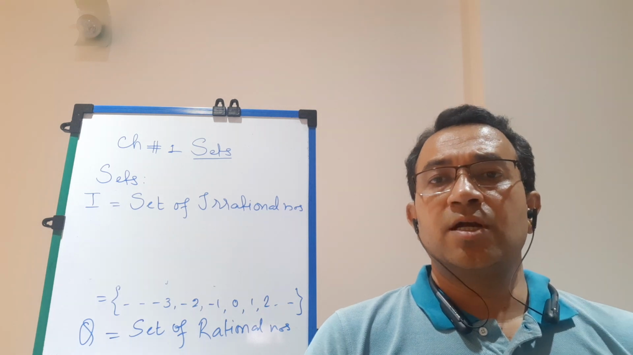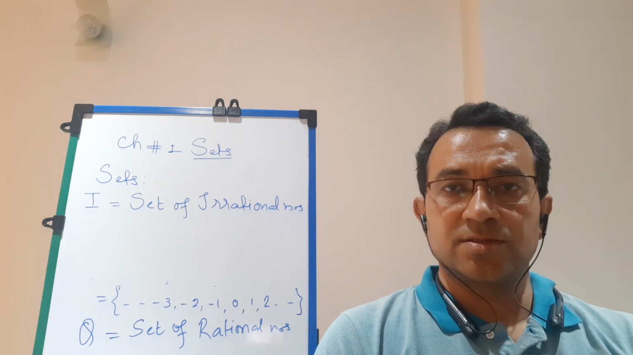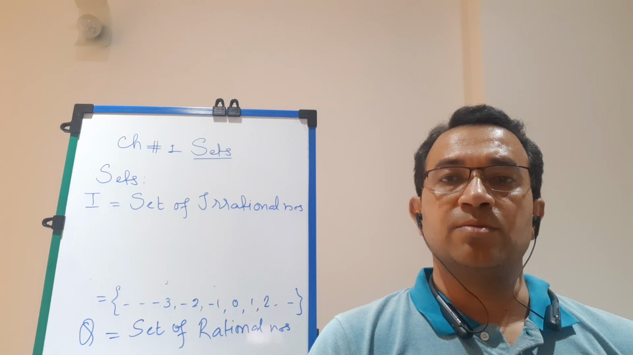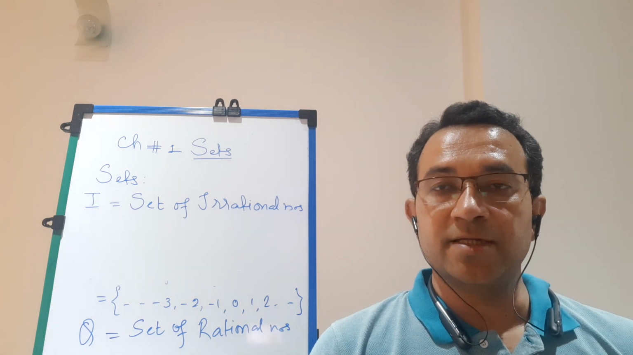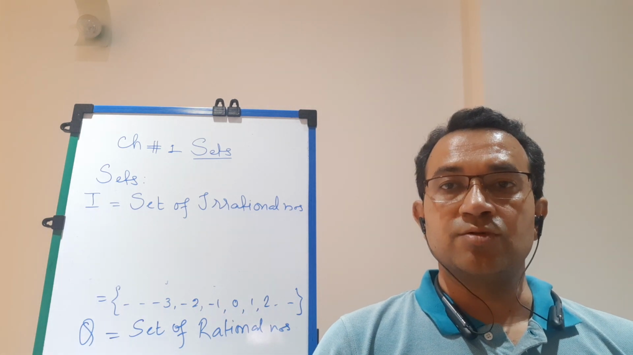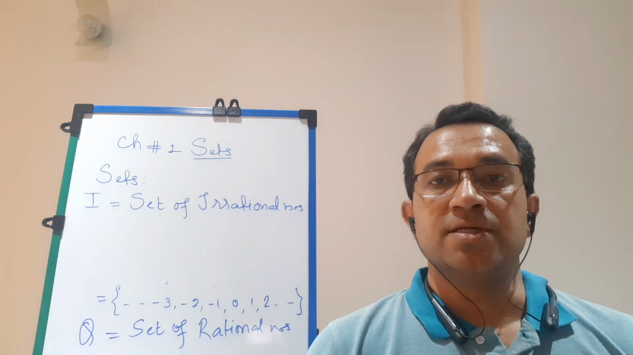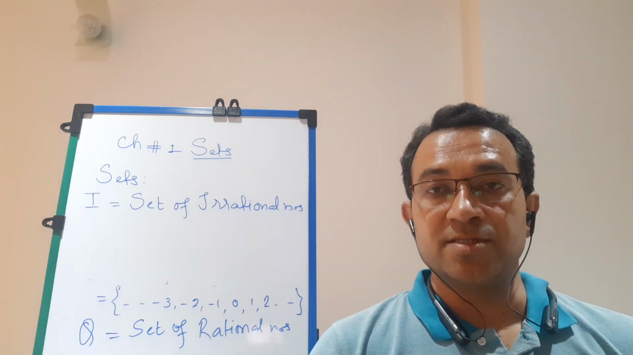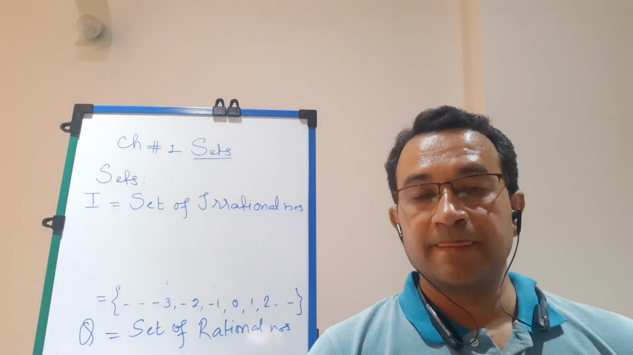Now different authors may have different symbols. In our textbook also some different symbol is used. Afterwards we'll study that. Symbol is not important, students. The set is important. The set of irrational numbers is denoted by I.